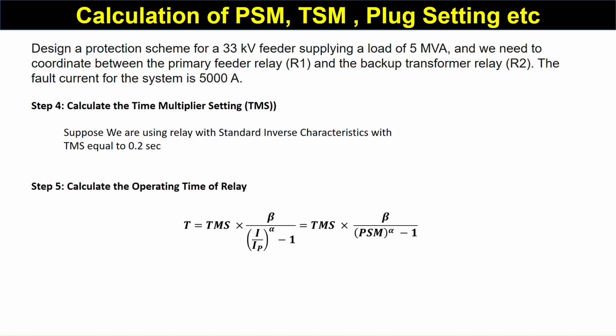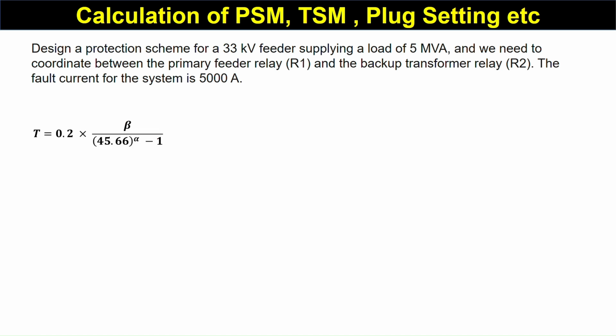T is equal to TMS into beta divided by (I/Ip)^alpha minus 1, that is equal to TMS into beta divided by PSM^alpha minus 1, because I by Ip is equal to PSM. So T is equal to TMS, which is 0.2 seconds, into beta divided by PSM, which is 45.66 as we calculated earlier, to the power alpha, minus 1.